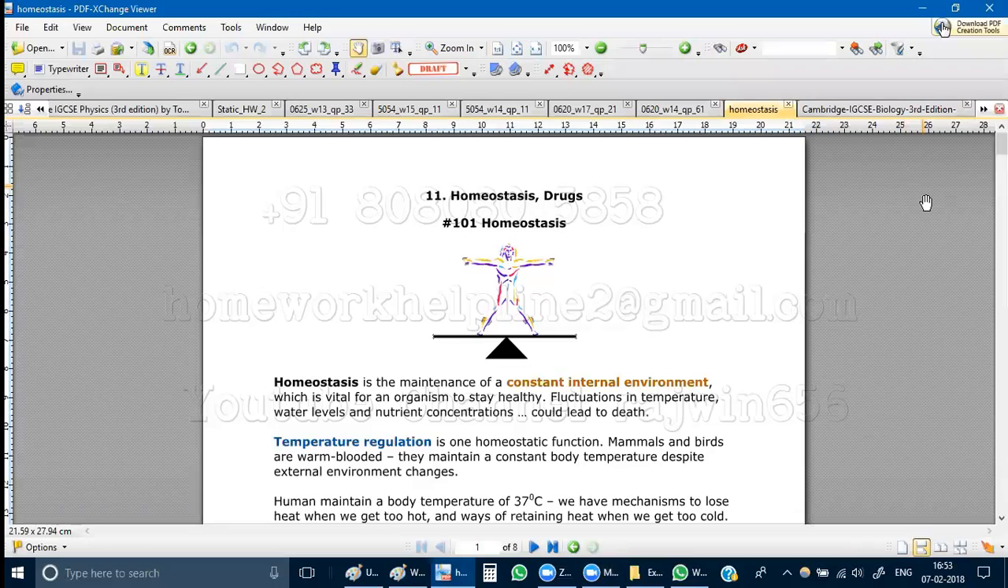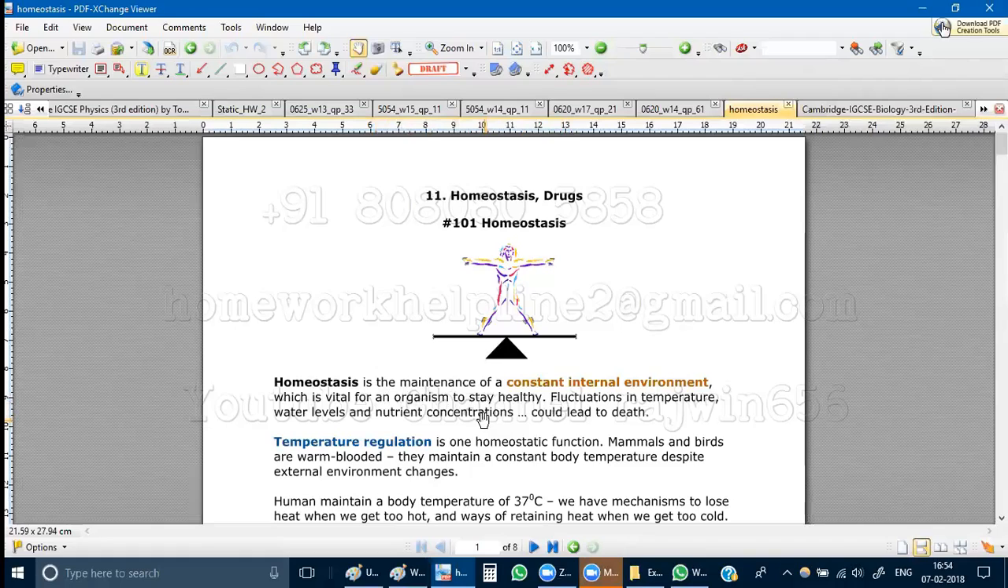So first of all, what is the meaning of homeostasis? Homeostasis is the maintenance of a constant internal environment, which is vital for an organism to stay healthy. Fluctuations, that is changes in temperature, water levels and nutrient concentrations, can lead to death. So the internal environment of the body should be maintained constant. This phenomenon is called homeostasis.